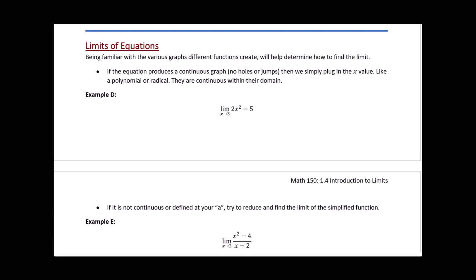For this first example, we want the limit as x approaches 3 of 2x squared minus 5. Well, we know that's a quadratic because of the exponent 2, so it would give us a nice little parabola somewhere. So no matter where our x is, it's going to be approaching that y value. So we can simply plug in that 3 for our x and get a limit of 13.